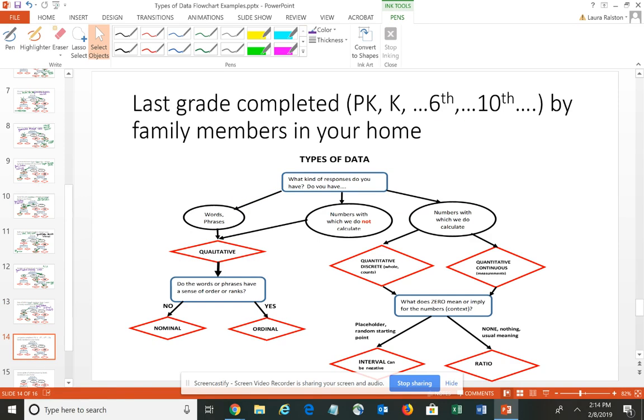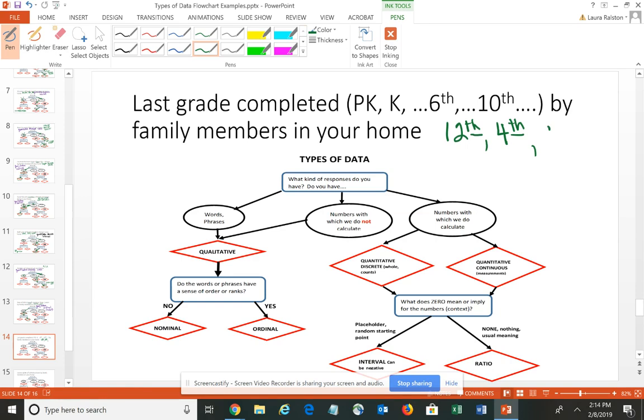Couple more. The last grade completed by family members in your home. If I walk up to you and say, what was the last grade that your husband completed? You might say 12th grade. What grade has your child completed? You might say 4th grade.